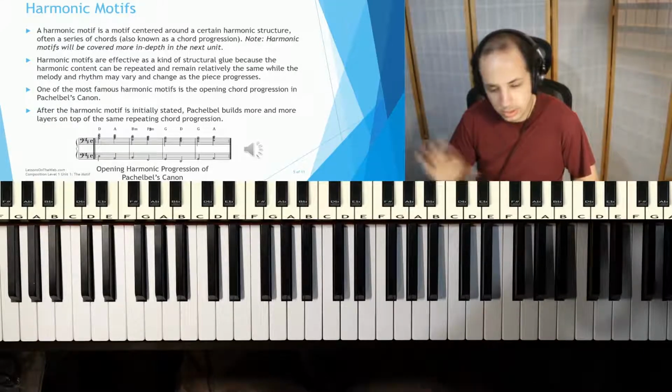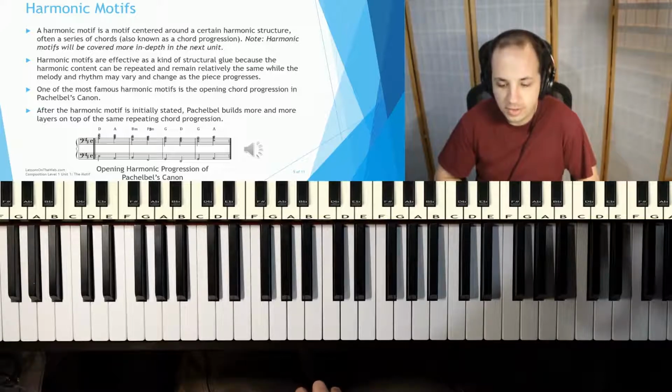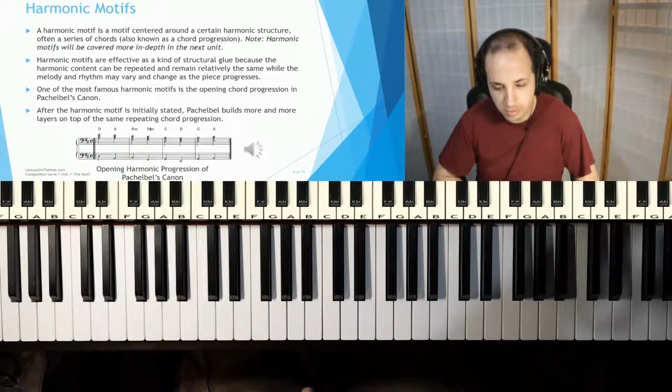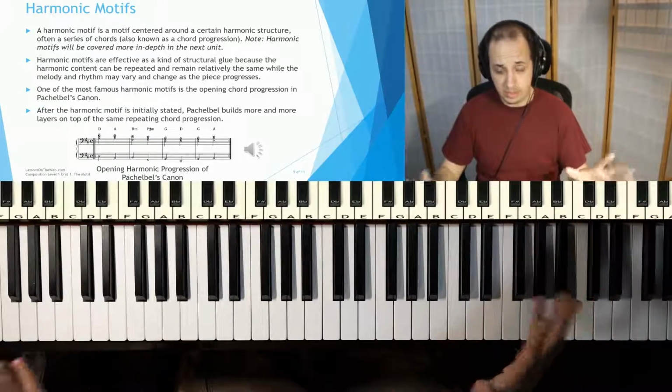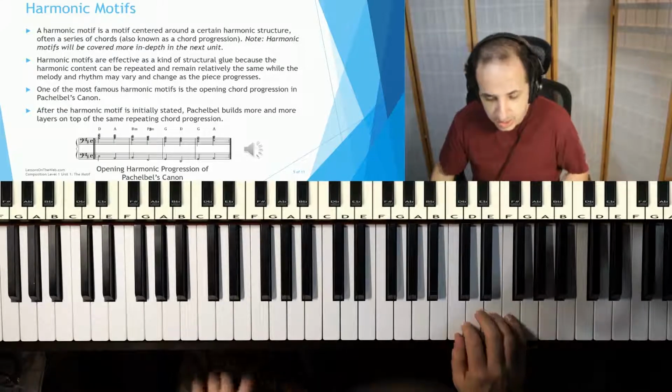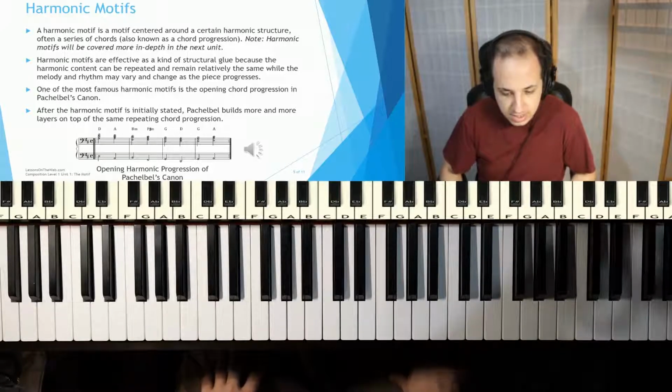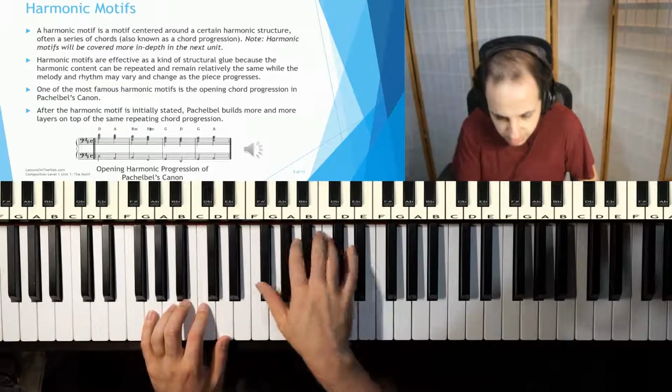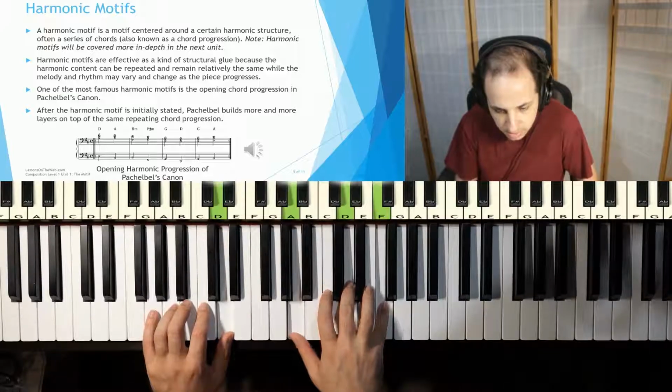Harmonic motives, well, they'll be covered more in the next unit, are effective as a kind of structural glue because the harmonic content can be repeated and remain relatively the same, while the melody and rhythm may change as the piece progresses. So the best example of this, I think, is Pachelbel's Canon in D, which I can't really read because it's very tiny, but let's see.